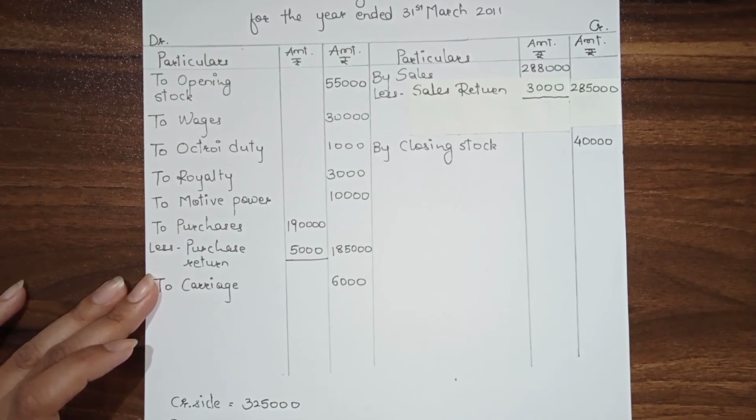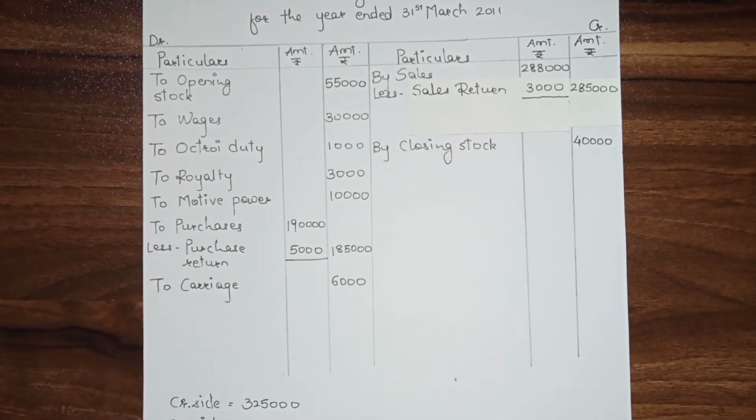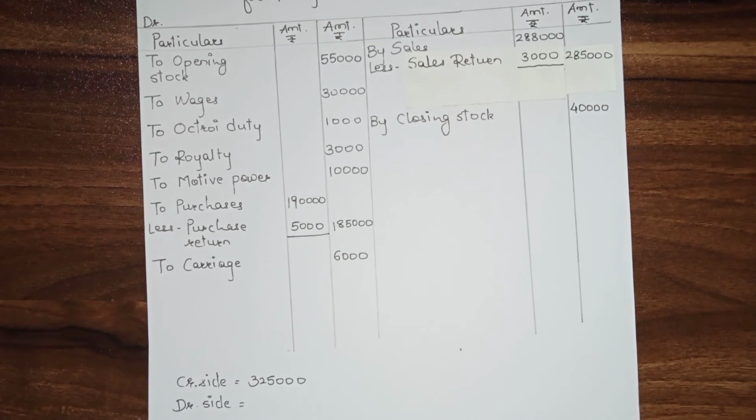Now just do the total of the debit side. Remember, whenever you total the sides, start from the credit side and then go to the debit side, so that you will get an idea that your credit side has been tallied with a lesser amount than the debit side. So it will be easy for you to understand which side is going to be the greater side.